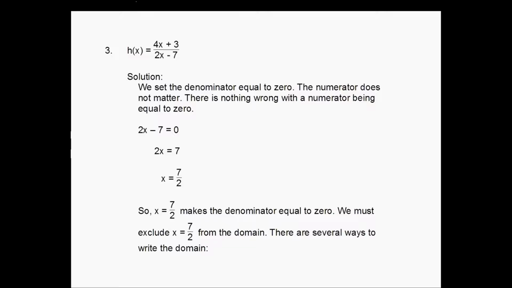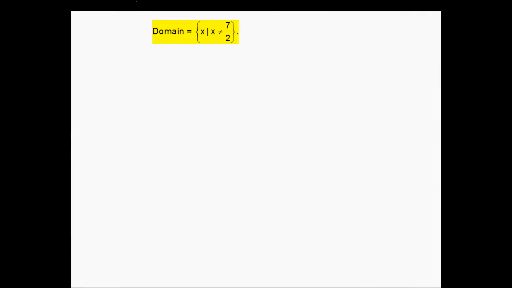Okay, the first way is as a set. So we write the domain is equal to the set of all x such that x does not equal 7 halves. Now in my math lab, if they want you to do this, they'll actually have the braces set up. They'll have the x such that x does not equal, and you just fill in the numbers. And they'll tell you, separate multiple values by commas. There are no multiple values.